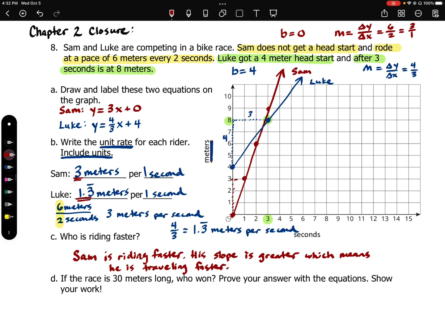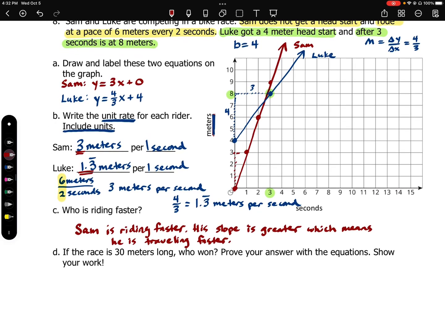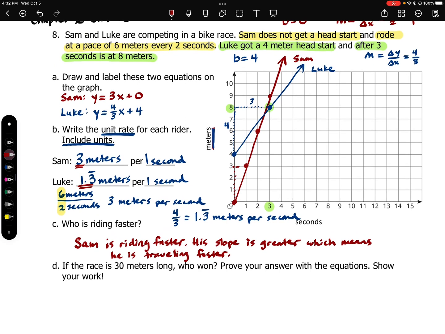Okay, then in letter D it asks, if the race is 30 meters long, who won? Prove your answer with the equations. Show your work. I think if you look at the graph on this one, you can kind of tell this answer, right? As we're going up, we were trying to figure out, at 30 meters, which we can't see, but it looks like, since Sam is traveling faster, he's going to reach 30 in less time than what Luke will.